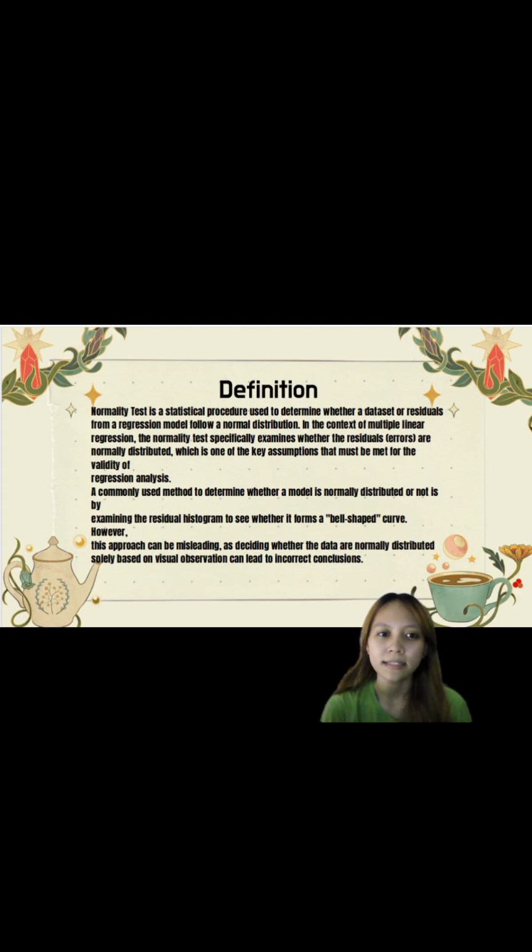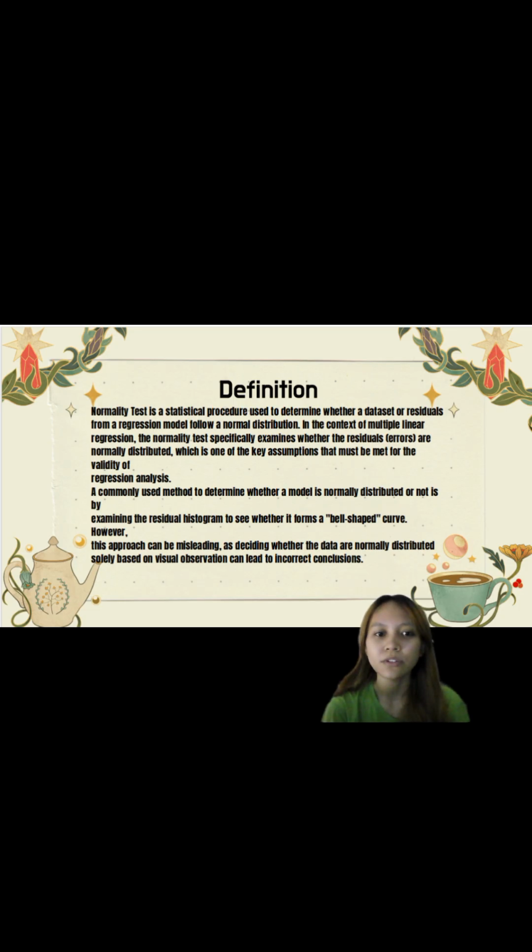Normality test is a statistical procedure used to determine whether a dataset or residuals from a regression model follow a normal distribution. In the context of multiple linear regression, the normality test specifically examines whether the residuals (errors) are normally distributed, which is one of the key assumptions that must be met for the validity of regression analysis.